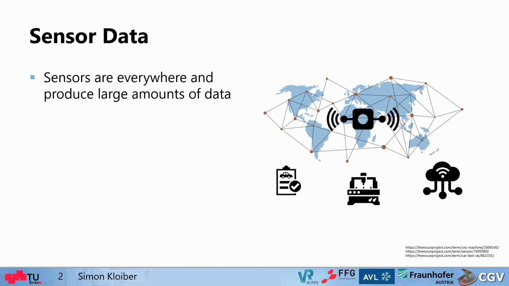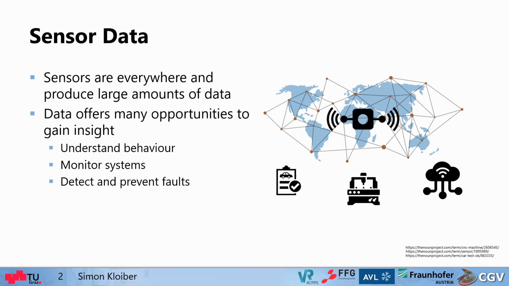Nowadays, sensors are ubiquitous in everyday lives, be it for example in the Internet of Things, in industry or in automotive test systems. The captured data offers many opportunities for analysis and insight. For example, by analyzing sensor data, we can better understand physical processes and behavior, we can monitor systems to ensure their safety and working states, and we're able to detect faults or failures and can react to changes and sometimes even prevent problems ahead of time.